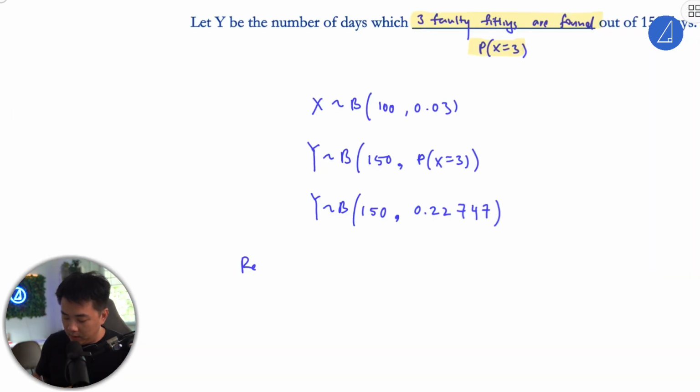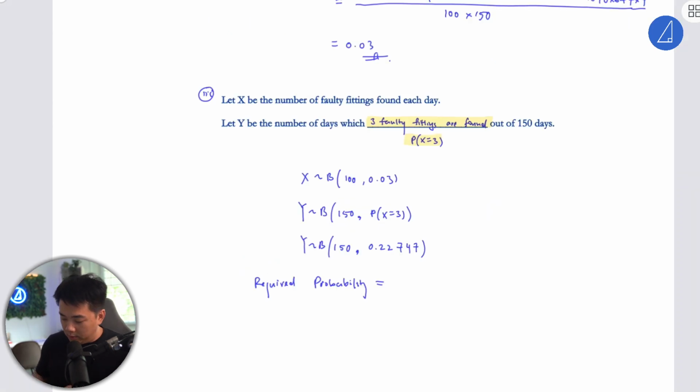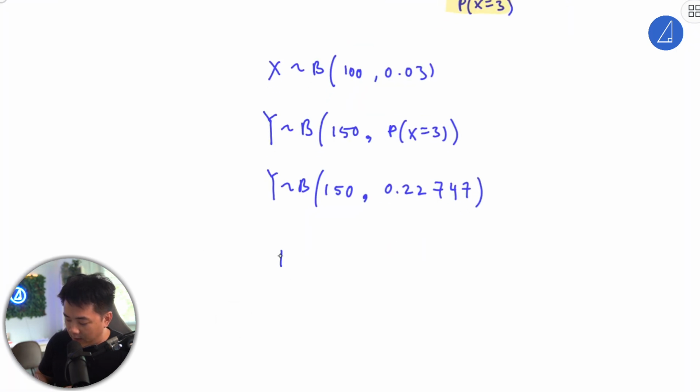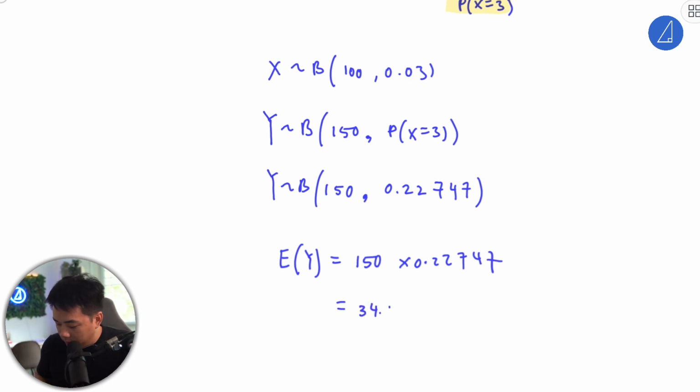So the required probability, sorry, not the required probability, they want the expected number of days for which 3 40 fittings are found. So you want to find E(Y). E(Y) would then just be 150 multiplied by 0.22747. Okay, that will be a grand total of 34.12, which is actually 34.1 days.